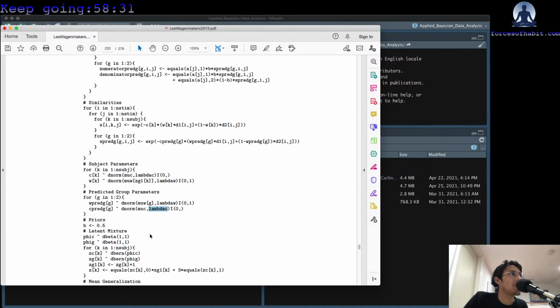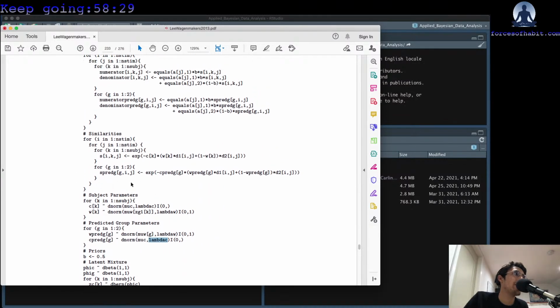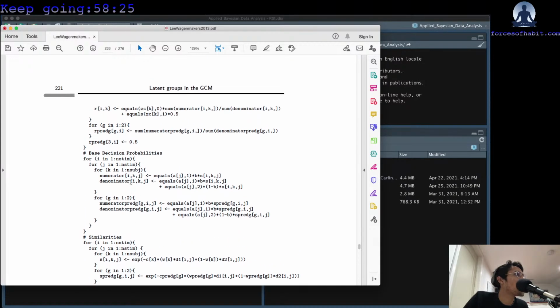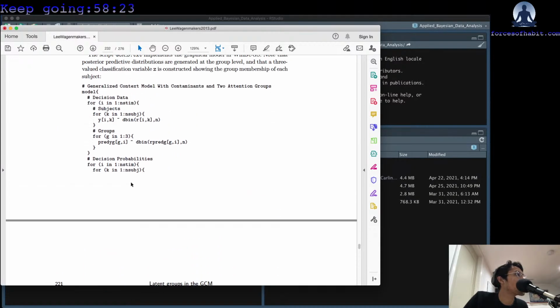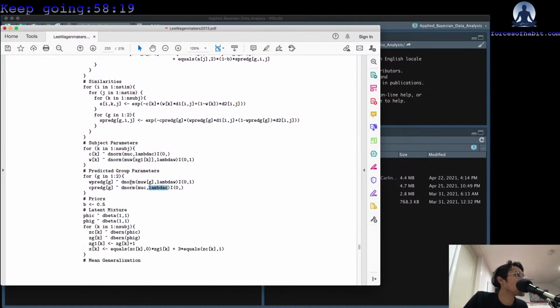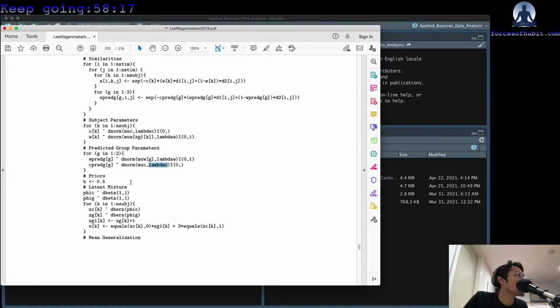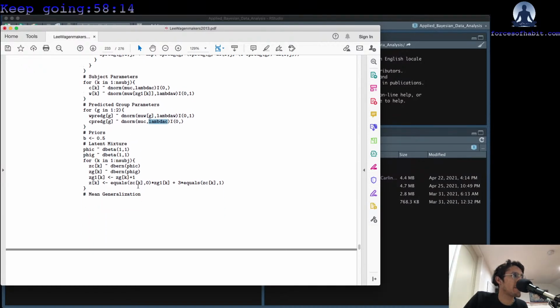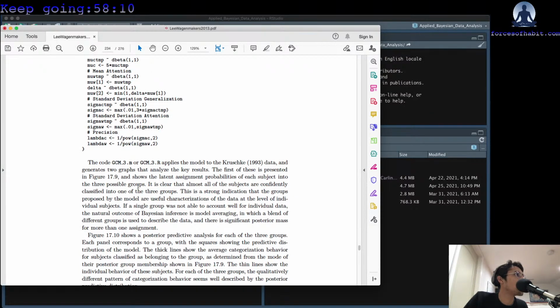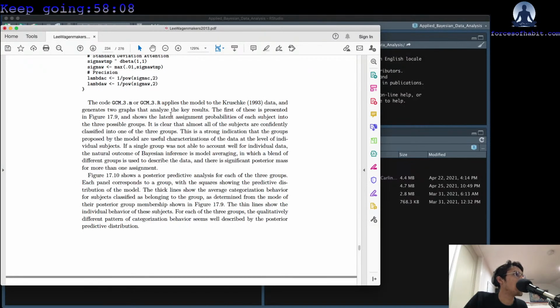Right, we have to use precision. So that was the reparameterization down there. Where else did they get used? Just there. Okay.